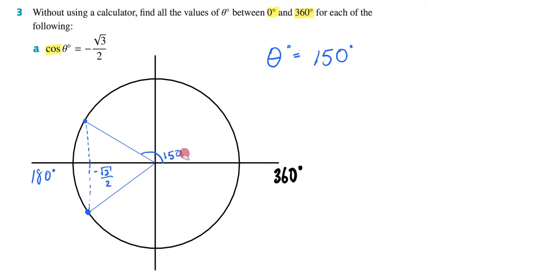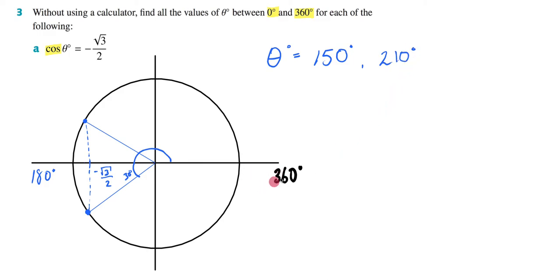Now, for my second one, the logic is going to be much the same. I know that this is 180 degrees, and I know that from here to here is 30 degrees. So that means to find this point, going from here to here, is simply going to be 180 degrees plus 30 degrees, which will be 210 degrees. So my next answer will be 210 degrees.